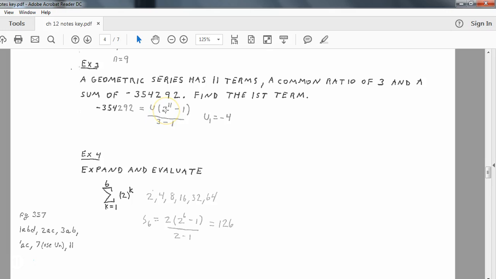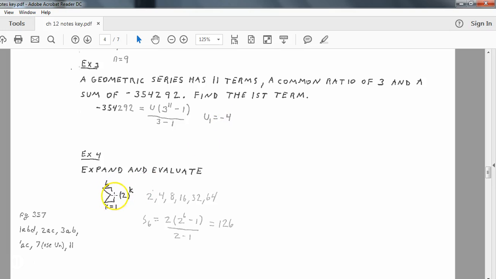I know the common ratio. I know the number of terms. And so now we're just solving for U of 1. So if you're doing this in steps, I would take my 3 minus 1, which is 2, multiply 2 over to the left to get the fraction gone. I would then divide this answer, whatever it is in your calculator, over to the other side, and that would give me U1 by itself. So there we go. First term was negative 4.